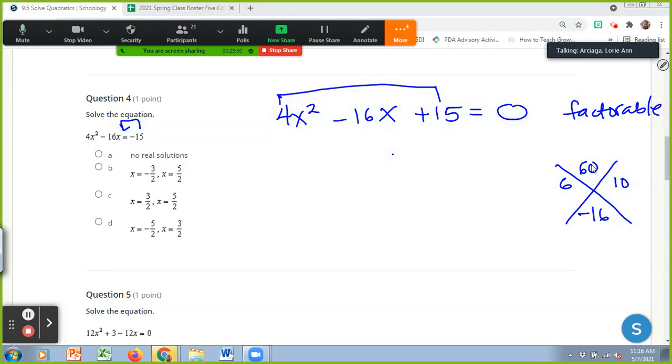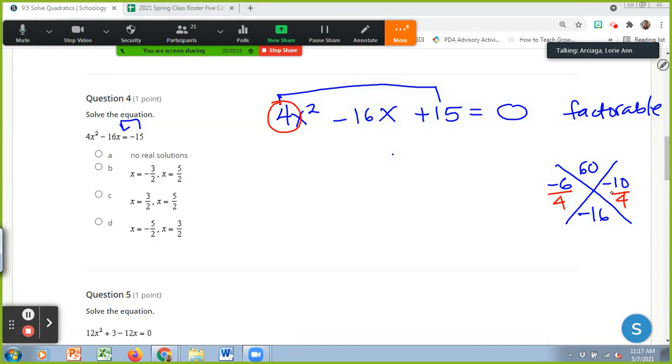So 6 times 10 is 60. Now, if you want them to become negative, you have to place negatives on them, right? If you have a number in front, do you remember this? That's why we spend so much time on that chapter. Remember, I have all those practices for factoring.